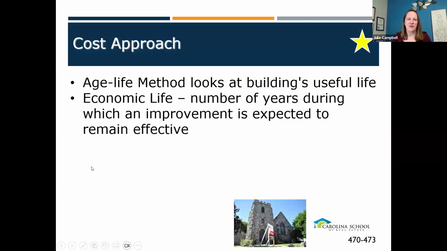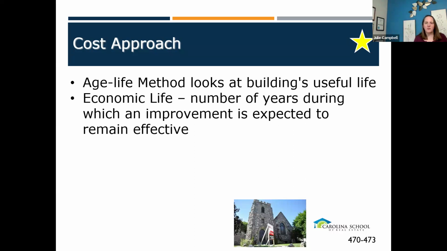Also with the cost approach, the age life method looks at the building's useful life. Like how many years do we expect this building to have value? Now, I'm not saying after that so many years it's going to fall down, but it just doesn't have the value that it did when it was new. The economic life is kind of similar, but it's how much we have left in that value.